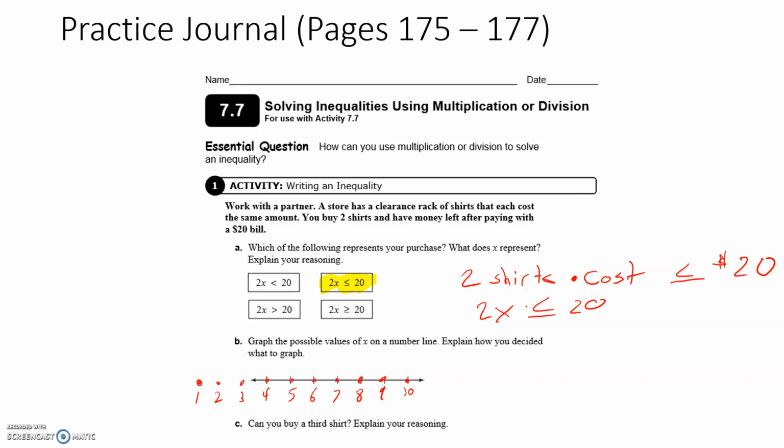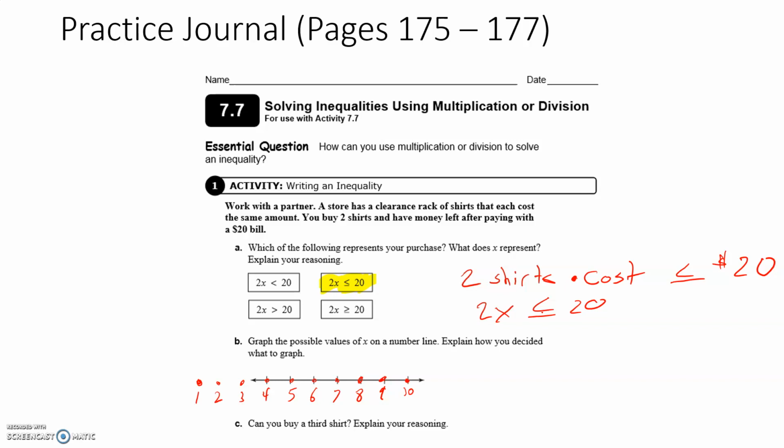But all those values would make that inequality true because I can plug in any one of those values and it's still going to be less than or equal to 20. 2 times $5 is $10, so it's less than 20. 2 times 7, $14, less than 20. All right, so those are all the possible values. So there's more than one answer. That's why it's an inequality.